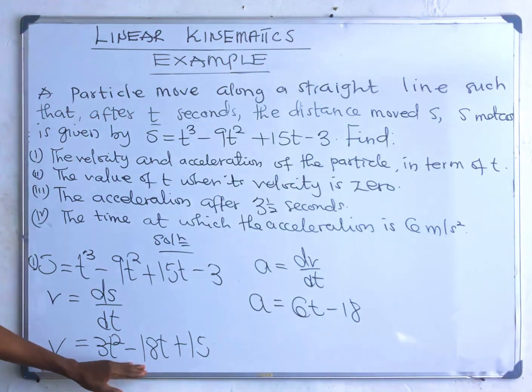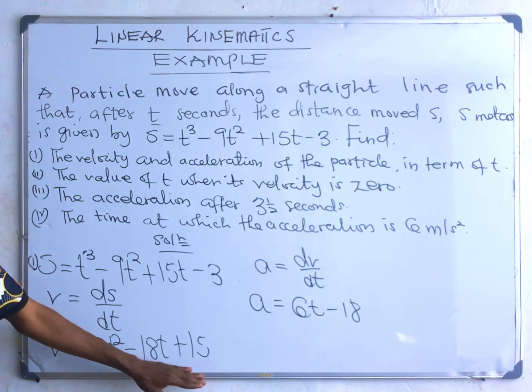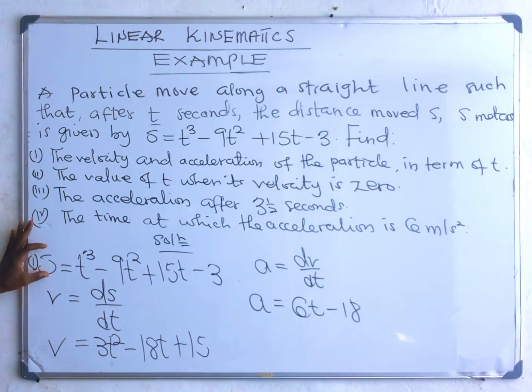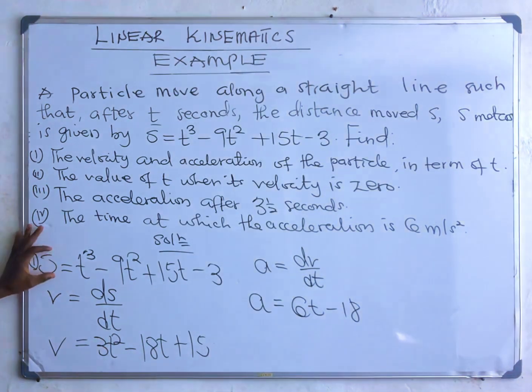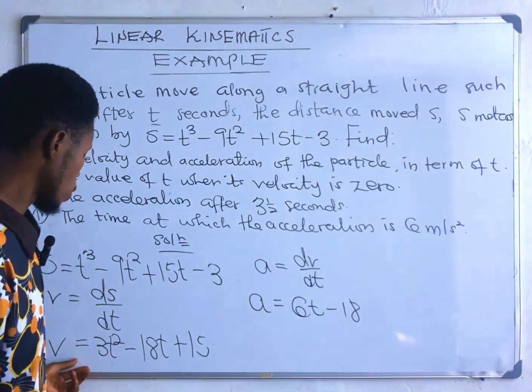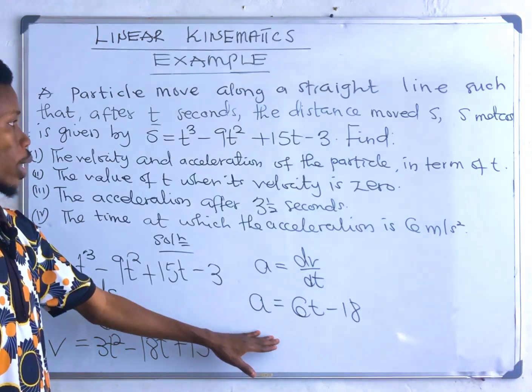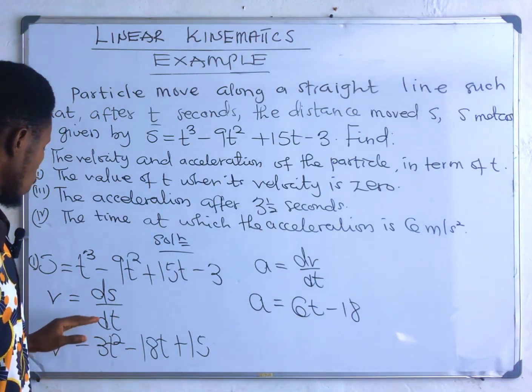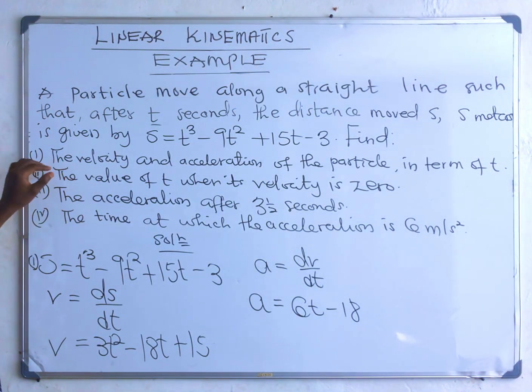Velocity is 3t squared minus 18t plus 15. So this is very simple. If you want a velocity, you differentiate it from the distance. If you want acceleration, you differentiate it from what? The velocity. And that is it. So you are done with part I, okay? Now let's move to part II.